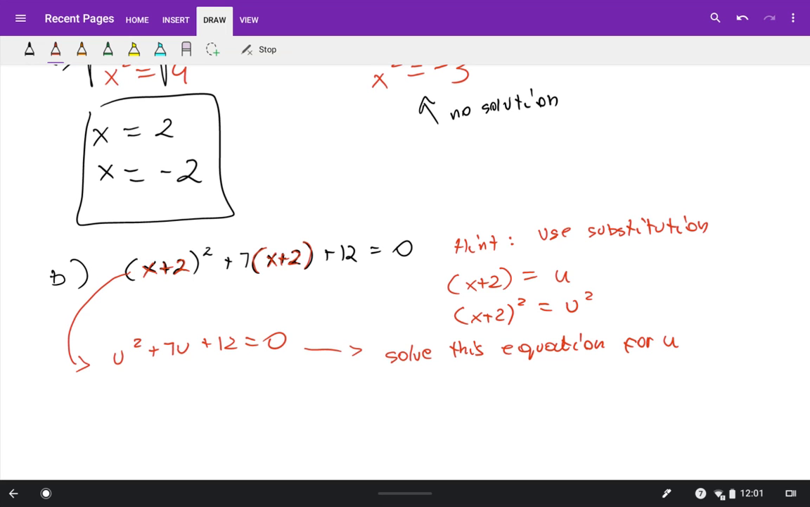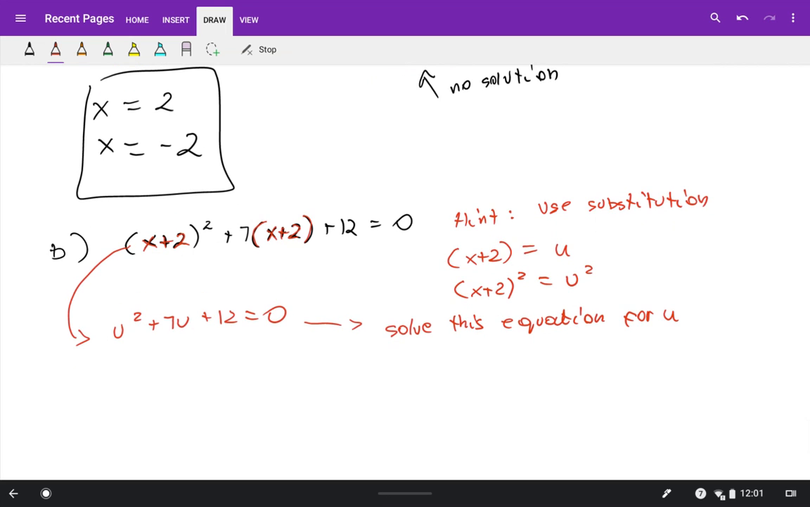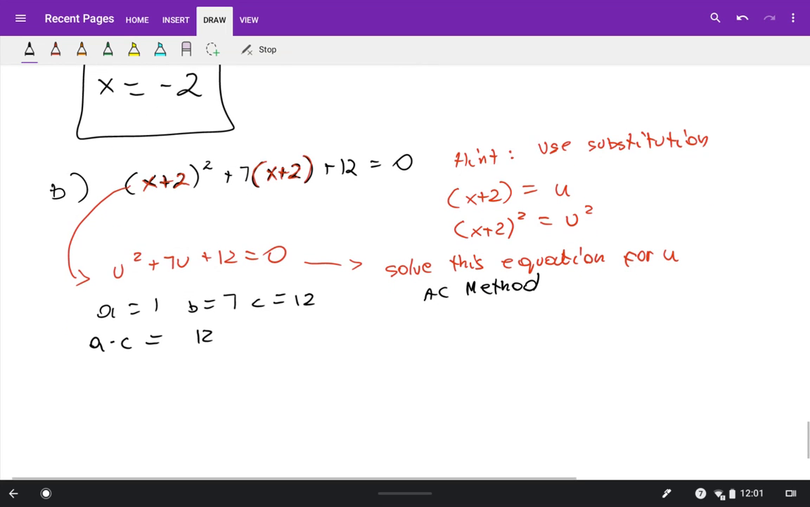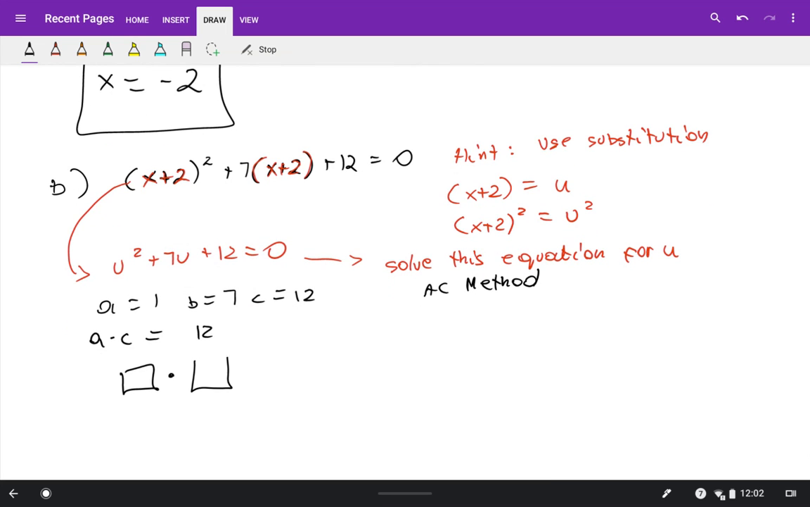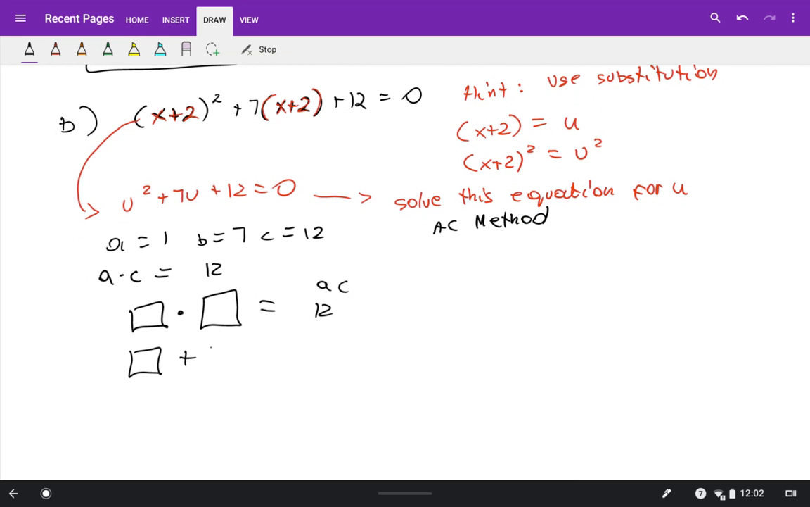If you see something where substitution makes sense to apply, I recommend doing it. So you don't need to worry about FOIL and distribution, because it's easy to make mistakes there. So A is the coefficient in front of u squared, which is 1. B is 7. And C is 12. So I'm going to solve it using the AC method. A times C is equal to 12. So I'm looking for two integers which by multiplication give me 12, which is AC, and the same two integers by addition will give you B, which is 7. So let's see what's going to work.